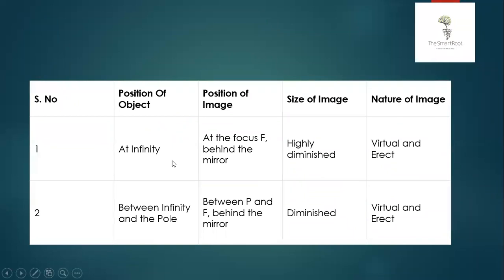What is happening now? These are the two things. At infinity, if I keep the position of the object, the position of the image is at the focus behind the mirror. So this is a virtual and erect image, and it is highly diminished. The second part is the position of the object between infinity and the pole. Wherever you keep it, I'll always get the image between the pole and the focus behind the mirror. This kind of image is diminished, virtual and erect. Only if you keep it at large distances can you see an image in this convex part.